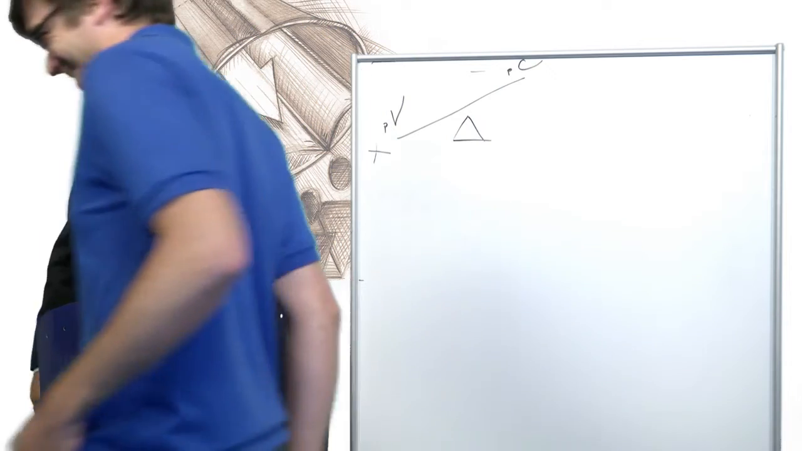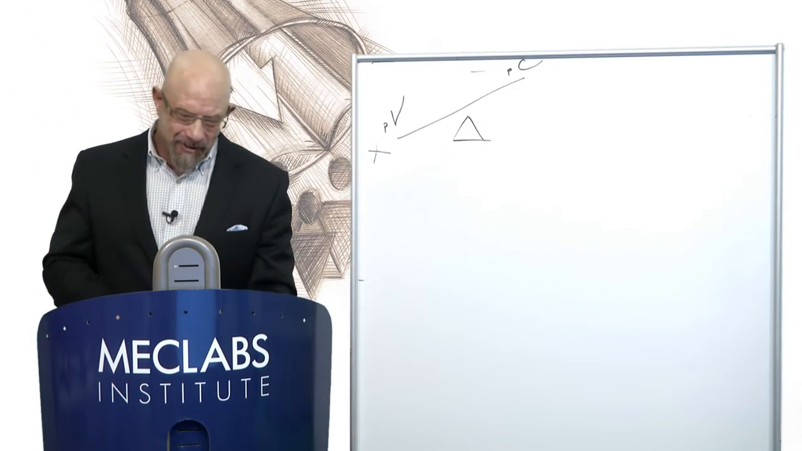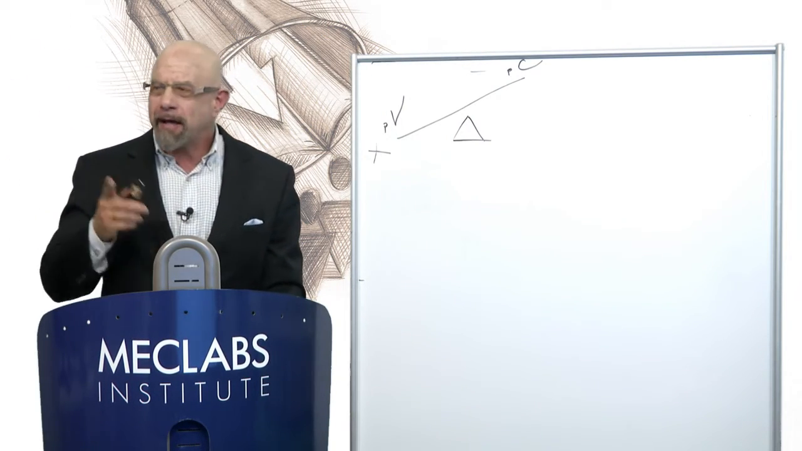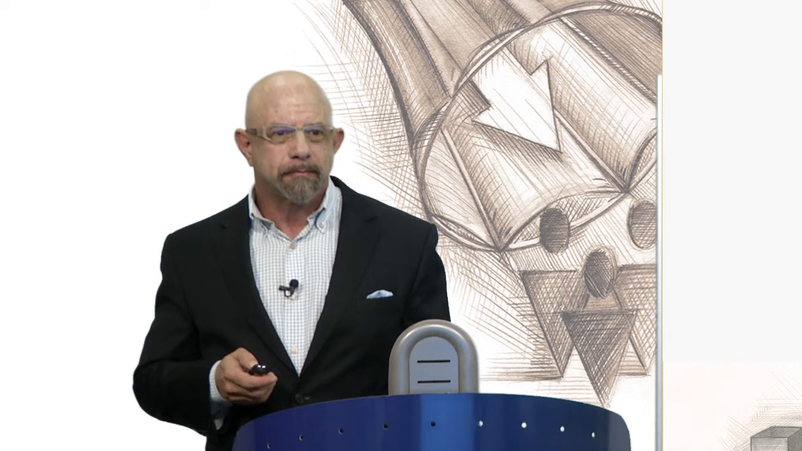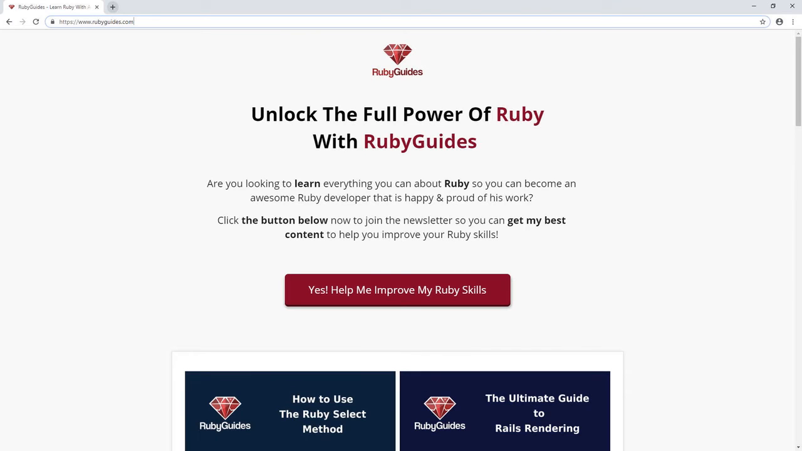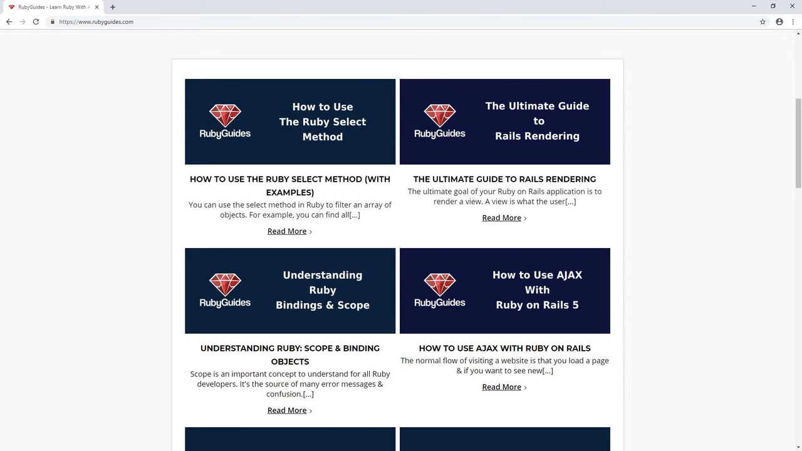And anyway, Paul's going to pull up your site and we're going to look at it. Paul, while you're pulling that up, should I do another case study, or are you ready to go? So, do a final case study. No. Okay, we got one up right now, Ruby Guides. Unlock the full power of Ruby with Ruby Guides. And now we see, are you looking to learn everything you can about Ruby so you can become an awesome Ruby developer that is happy and proud of his work? It's looking good. Paul, scroll down so we can all see the whole page.